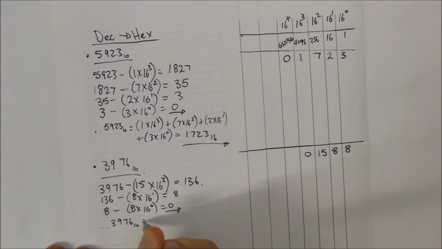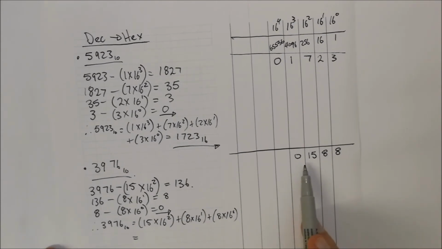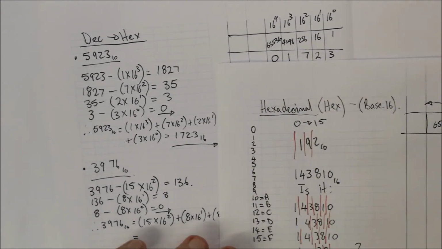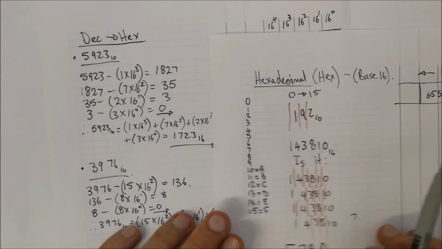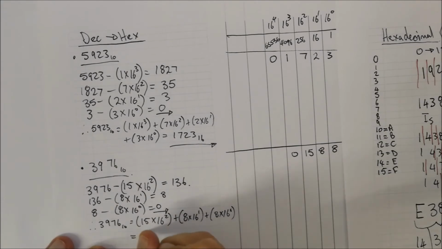So therefore 3976 base 10 is equal to 15 times 16 squared plus 8 times 16 to the power of 1 plus 8 times 16 to the power of 0. Now we've got a number 15 over there. We need to put that into the corresponding letter. If you remember, from the numbers we quickly tabulated, 15 is an F. So that is equal to F88 base 16.